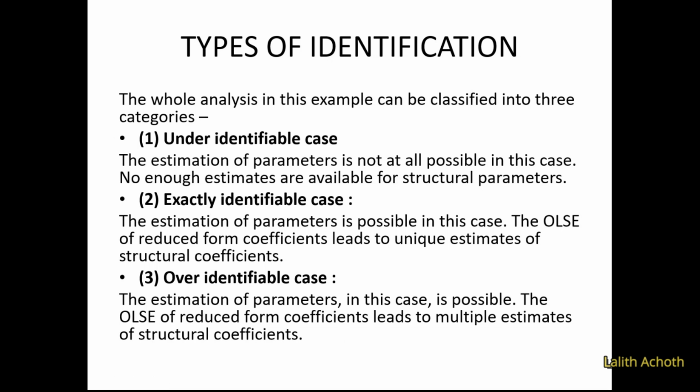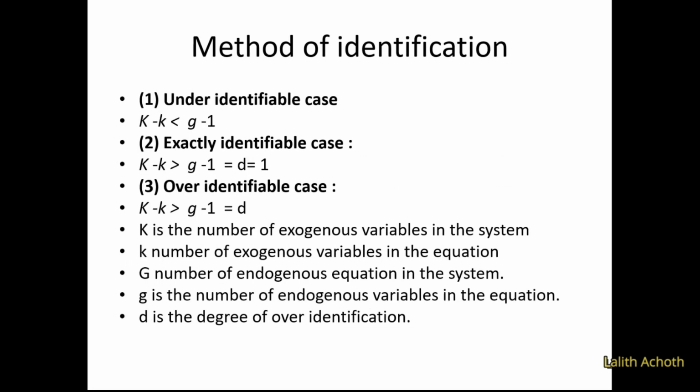The OLS estimate of reduced form coefficients leads to multiple estimates of the structural coefficients. Now this is the rule. Capital K is the number of exogenous variables in the system. Small k is the number of exogenous variables in the equation. So the rule is: capital K minus small k should be less than G minus 1, then you say it's identified. What is G? Number of endogenous variables in the equation.